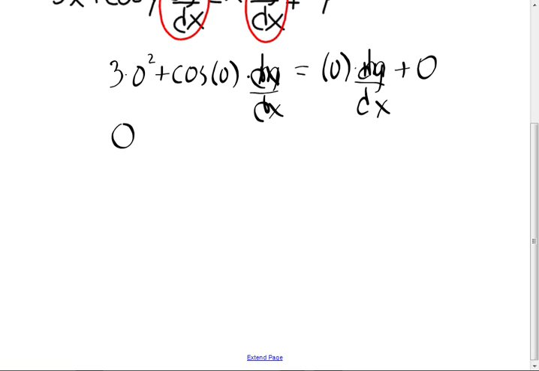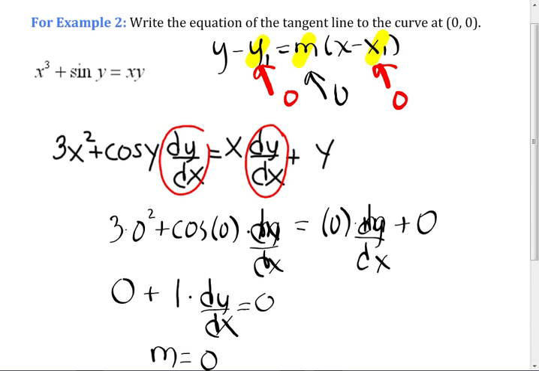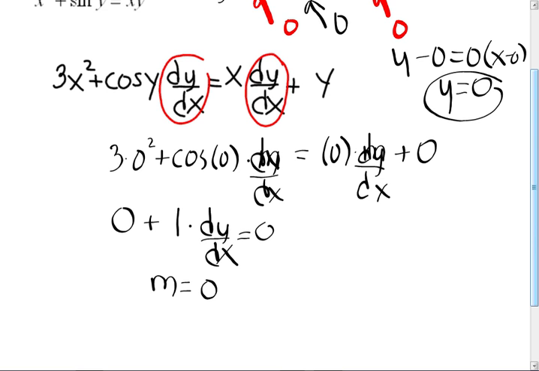So that's 0 plus, what's the cosine of 0? Do I need to review that? 1. Good job. Equals what? 0. So what's the slope equal to? 0. Not much of an equation of a tangent line here, is it? So it's y minus 0 equals 0 times x minus 0. So y is equal to what? 0. I found the slope. I put my values in here rather than solving for dy dx first. It's easier.